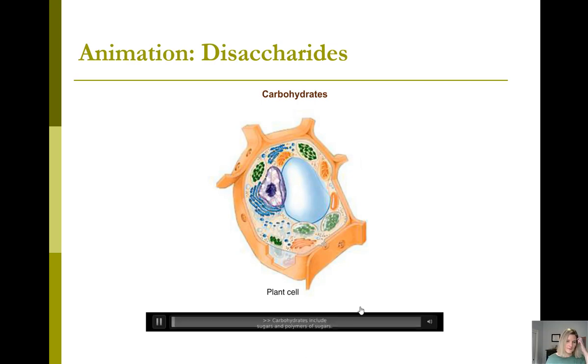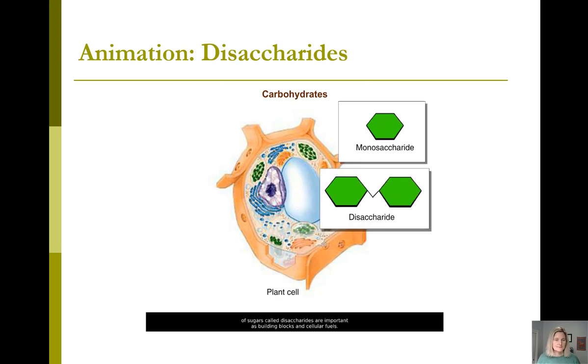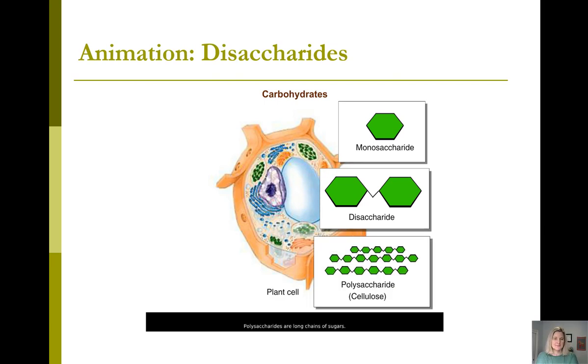Carbohydrates include sugars and polymers of sugars. These molecules are used as building materials and sources of energy. Single sugar molecules, called monosaccharides, and linked pairs of sugars, called disaccharides, are important as building blocks and cellular fuels. Polysaccharides are long chains of sugars.